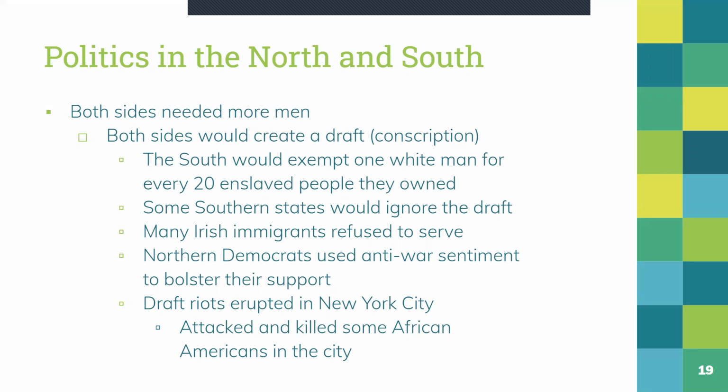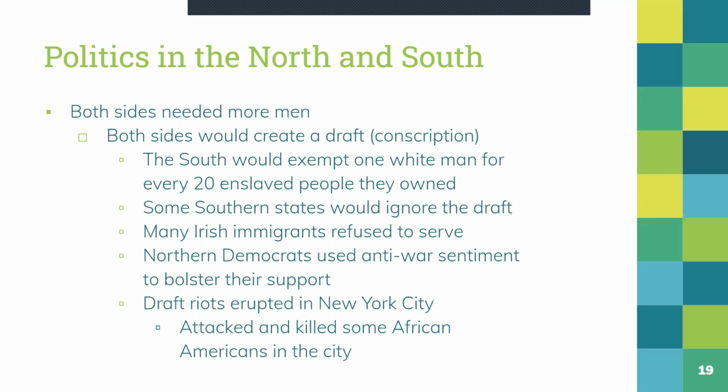So that meant a white plantation owner would not have to go and fight if they owned more than 20 enslaved people. If they owned 40 slaves, they would also be able to exempt an overseer who would watch over the slaves in the fields. And every 20 people that they enslaved would exempt one more white man from having to fight.